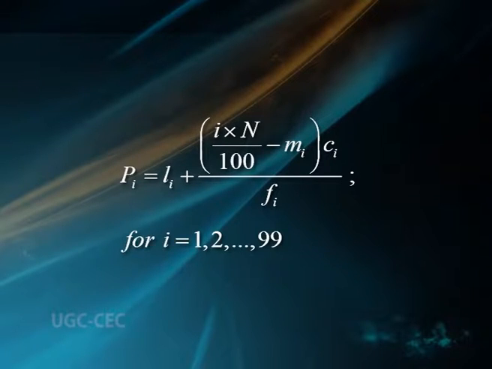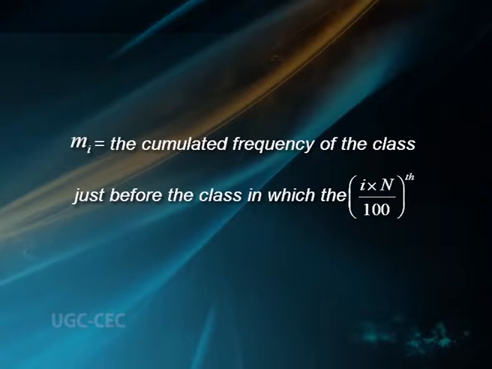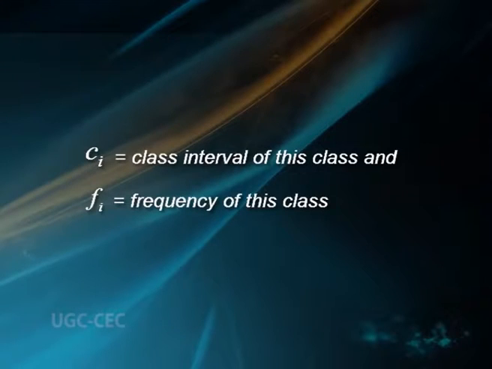For the observations given in the form of a frequency table, Pi values for i equal to 1, 2, etc. 99 can be approximated using the following expression: Pi equals Li plus (i into N by 100 minus Mi) into Ci divided by Fi, for i equal to 1, 2, etc. 99, where Li is the lower bound of the class in which the i into N by 100th observation is coming. Capital N is the total frequency and Mi is the cumulative frequency of the class just before the class in which the i into N by 100th observation is coming. Ci is the class interval of this class and Fi is the frequency of this class.